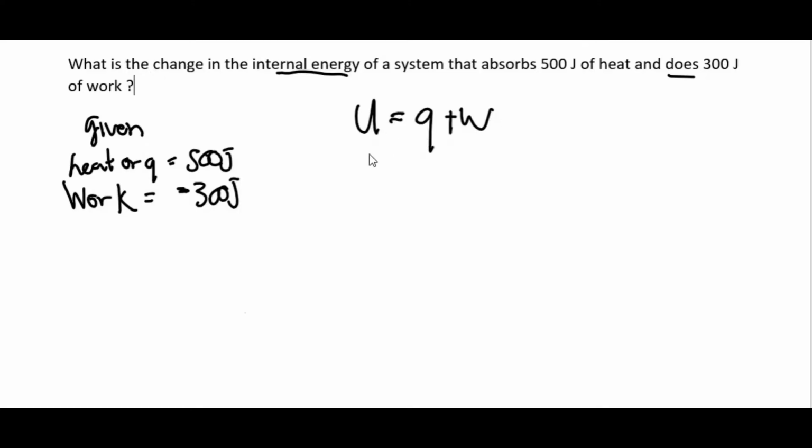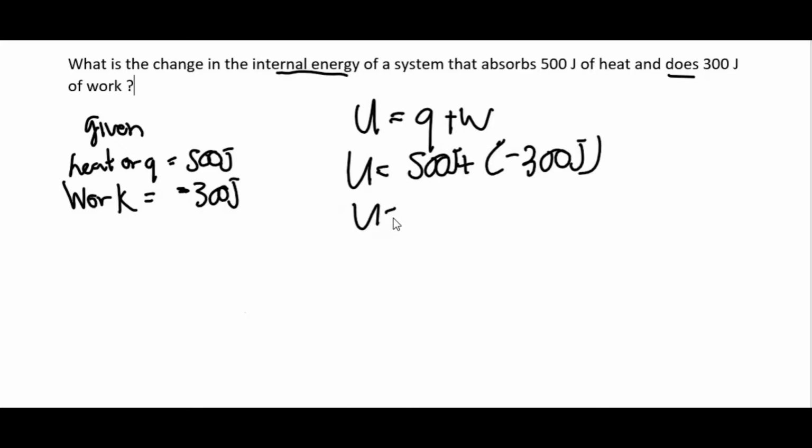Now, let's input all the values. So, U is equals to 500 plus negative 300. Okay, it's joules and joules. So, U is 200 joules. That's the final answer.